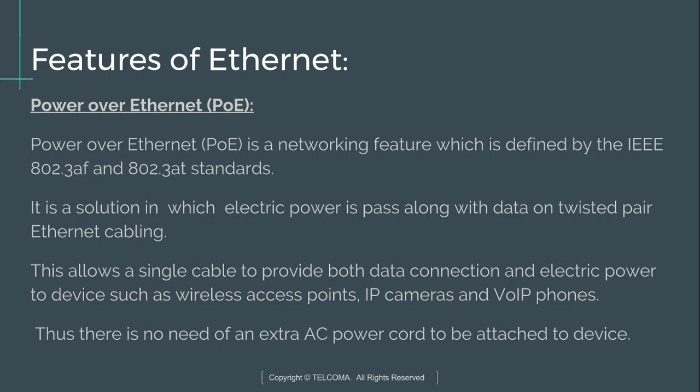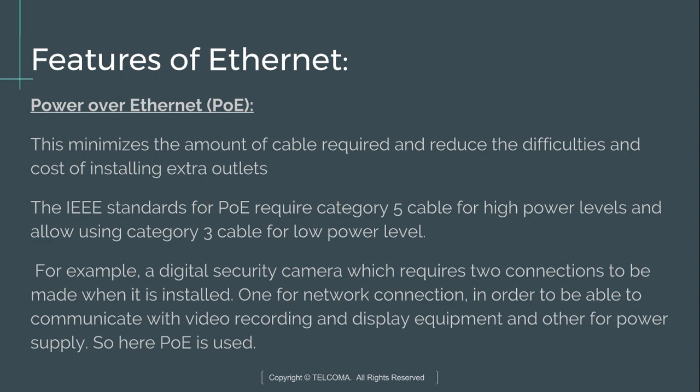It is a solution in which electric power is passed along with the data on twisted pair Ethernet cabling, and this allows a single cable to provide both data connection and electric power to devices such as wireless access points, IP cameras, and VoIP phones. Thus there is no need for an extra AC power cord to attach to the devices. This minimizes the amount of cabling required and reduces the difficulty and cost of installing extra outlets.